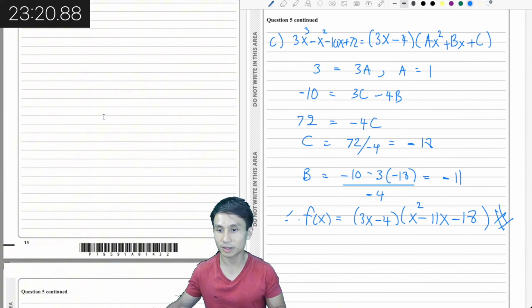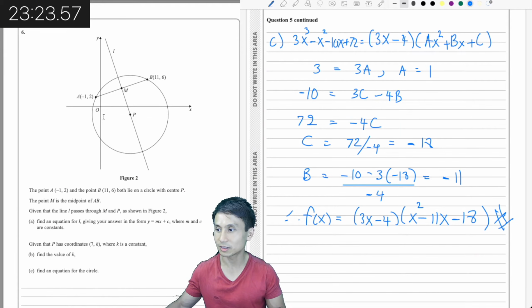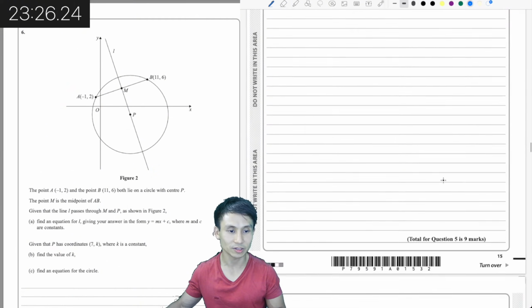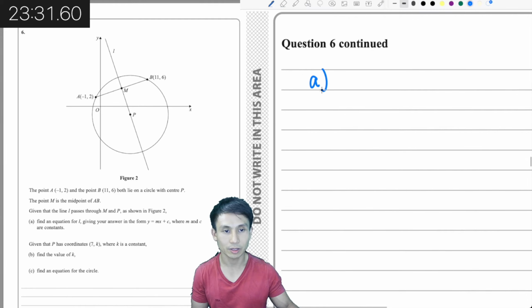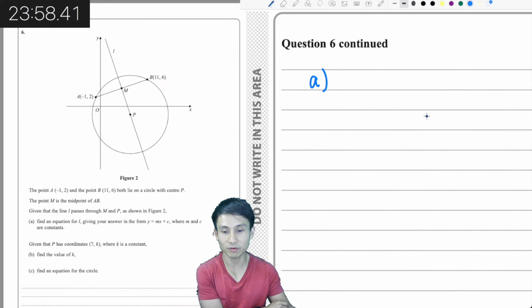Next one, number 6. This whole thing. Circle equation, I guess. The point A, minus 1, 2, and the point B, 11, 6, both lie on a circle with center P. The point M is the midpoint of AB. So we can find M already. Given that the line L passes through M and P, so that's a bisector, basically. Find an equation for L, giving your answer in the form of that.